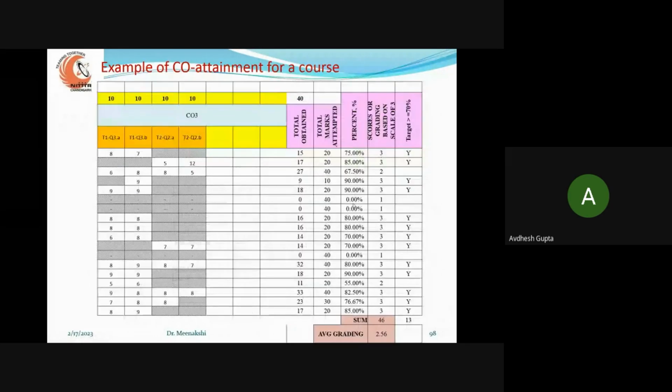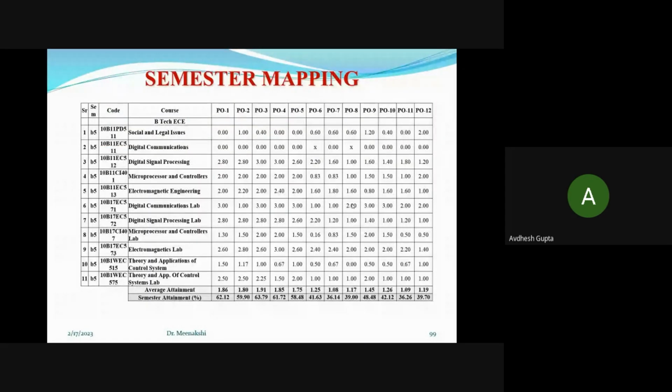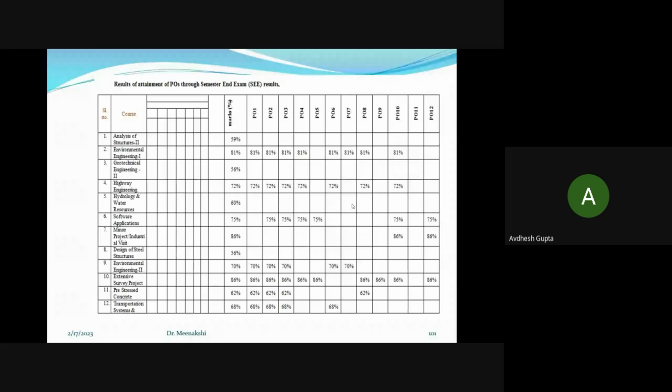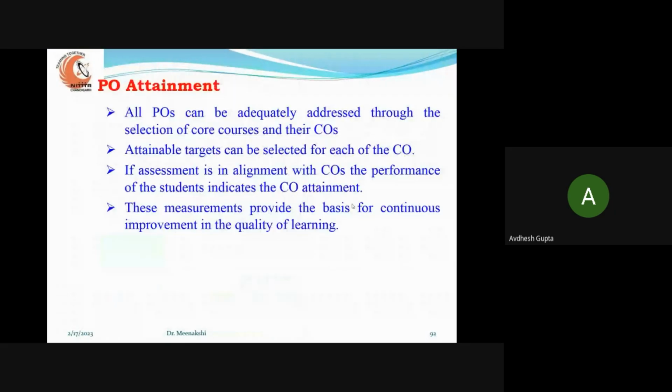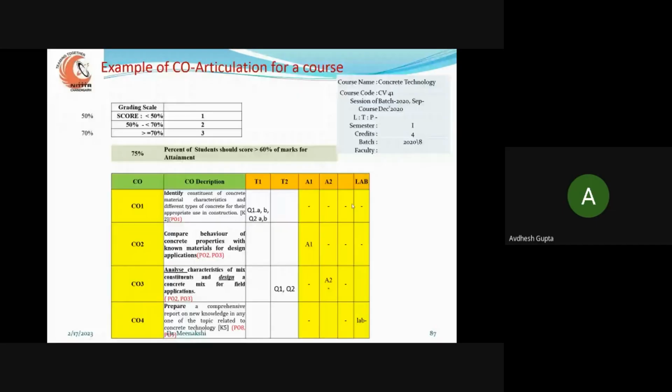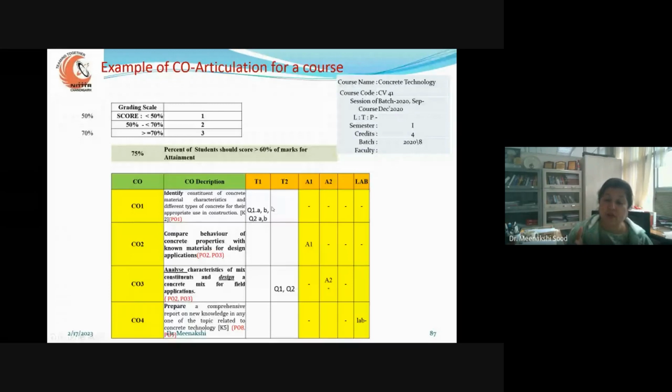Ma'am, in our college, we take the first sessional test in which only the first unit is coming. So that is related to CO1. Yeah, right. Suppose, because in some colleges there are two mid semester exams and then a final exam, so then there will be breakage, right?